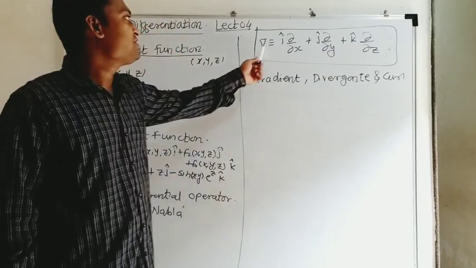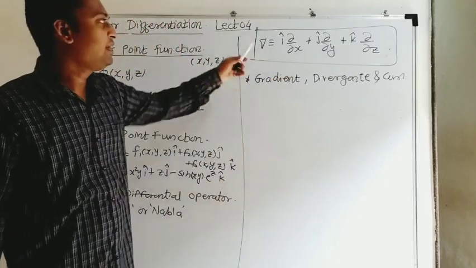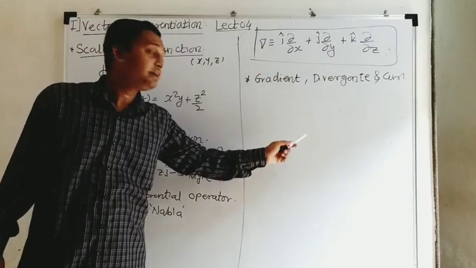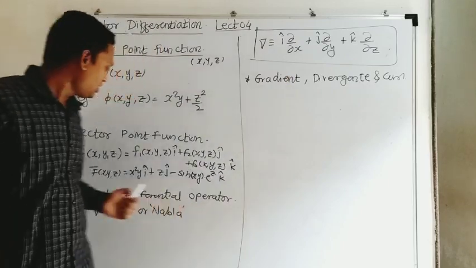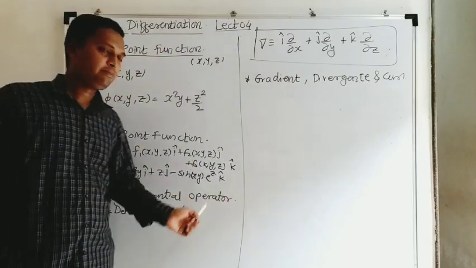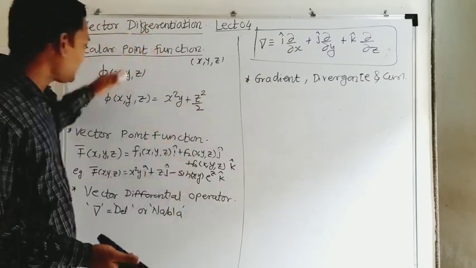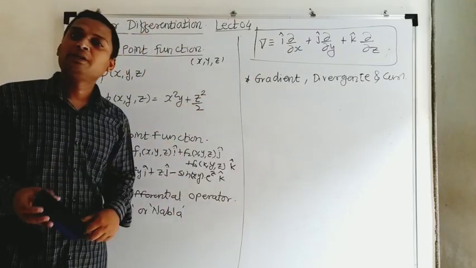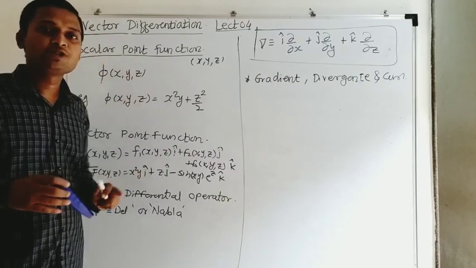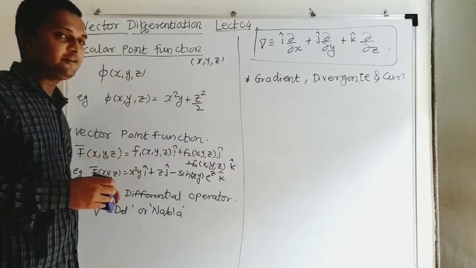So del is an operator. It is vector in nature. It has derivatives, therefore a differential operator. That's why it is called the vector differential operator. Now we are going to operate this on these types of functions. Either we will operate it on a scalar point function or on a vector point function.